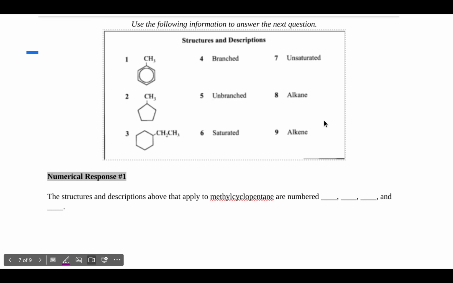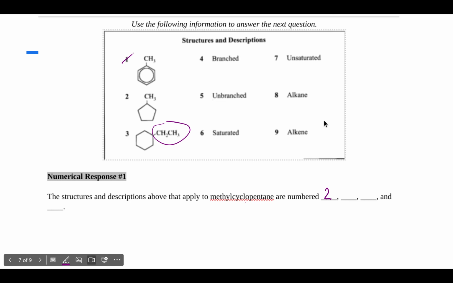Numerical response number 1 here about methylcyclopentane. So when you are numbering it, the first thing we want to do is figure out the structure. So it's not going to be 1 because that's a benzene ring in there. It's most likely 2. Let's just double check with 3. It's not 3 because this is an ethyl group and there's 6 carbons in the ring, which would be hexane. So the first one here is 2.